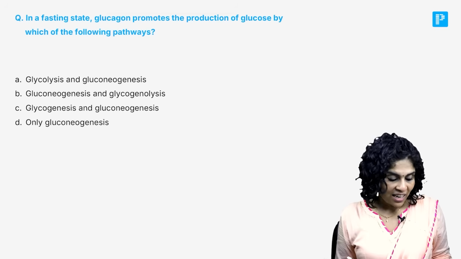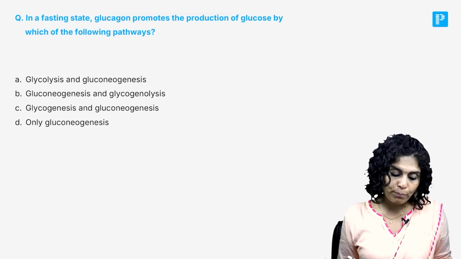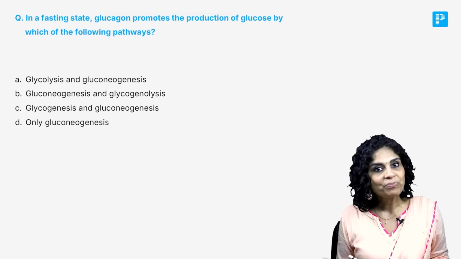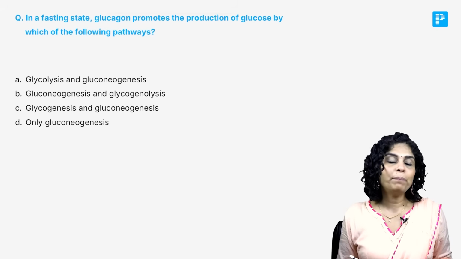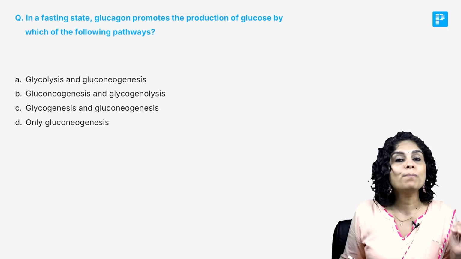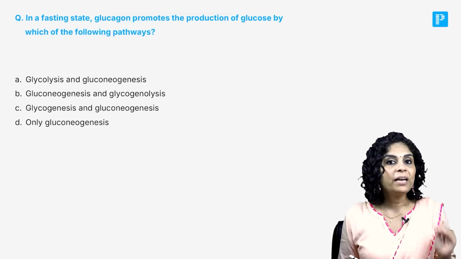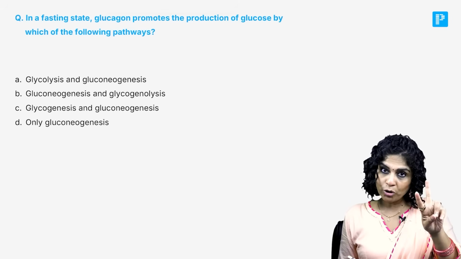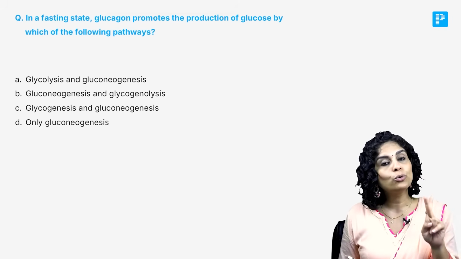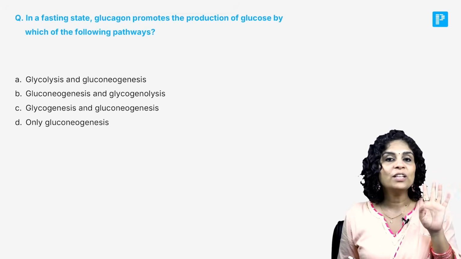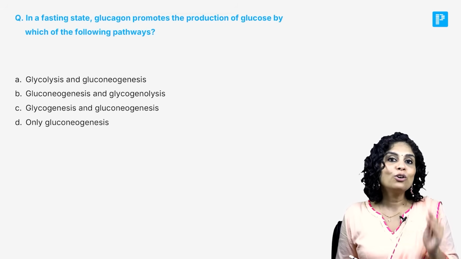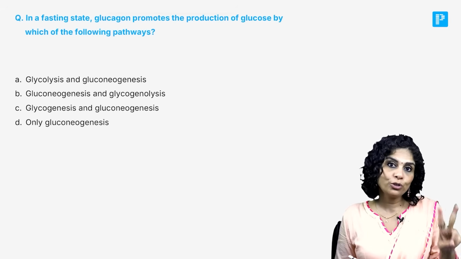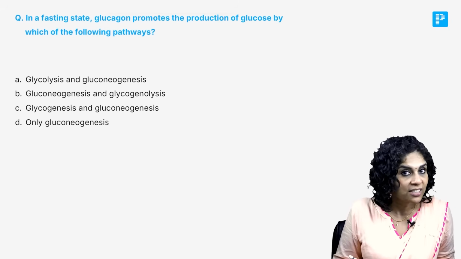The question is, in a fasting state, glucagon promotes the production of glucose by which of the following pathways? In the fasting state, the primary aim of the body is to maintain blood glucose. To maintain blood glucose, we have just 2 pathways. One is liver glycogenolysis, the other one is gluconeogenesis. So the answer for this question is glucagon maintains blood glucose by stimulating liver glycogenolysis and gluconeogenesis.